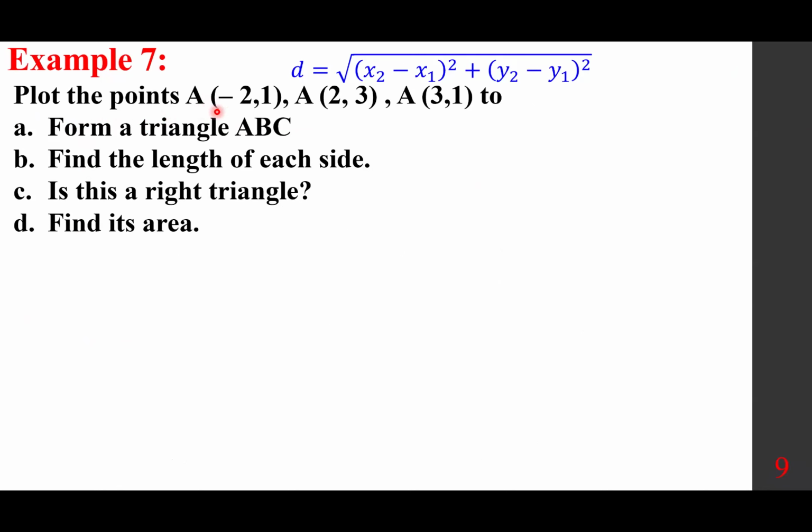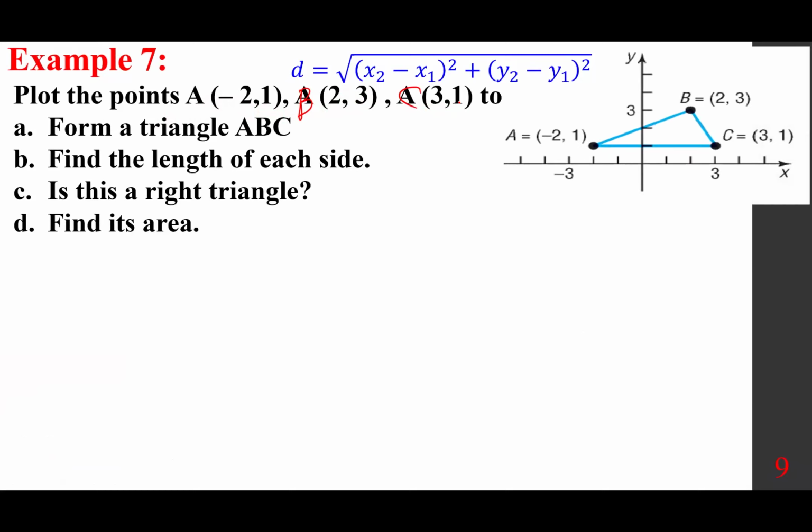Plot these points. A has coordinates negative 2 comma 1. B has coordinates 2 comma 3, and C has coordinates 3 comma 1. So let me fix that because we don't want to make a mistake. I'm assuming nobody has any problem plotting points. So we plot them. This creates a triangular shape, A, B, C. So plot them, form that.